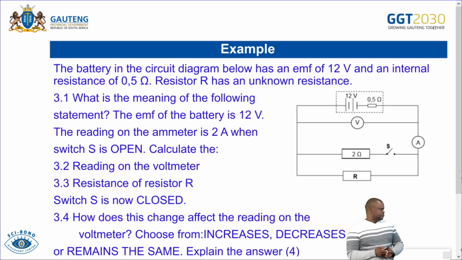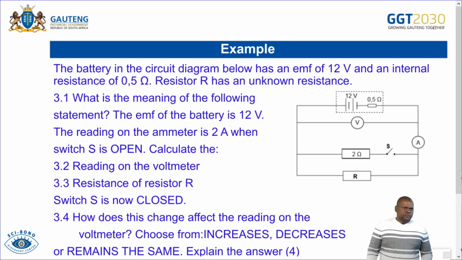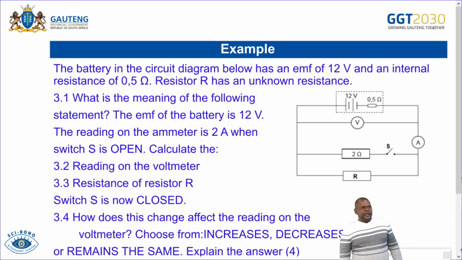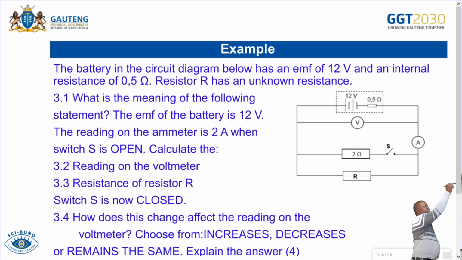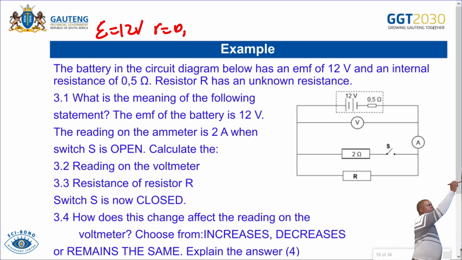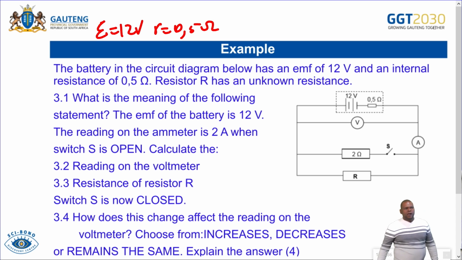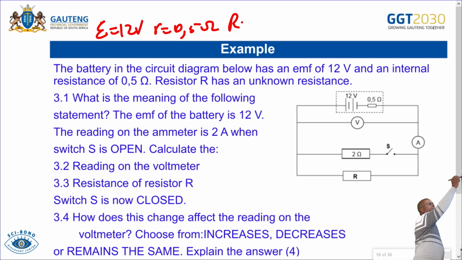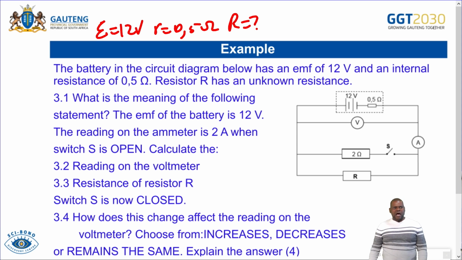The next example says we have a circuit here. The battery in the circuit diagram below has 12 volts. That means the EMF is equals to 12 volts. Then the internal resistance r is equals to 0.5 ohms. And resistor R is unknown. We don't know how much is R, grade 11s.